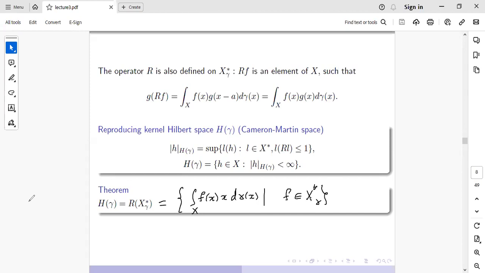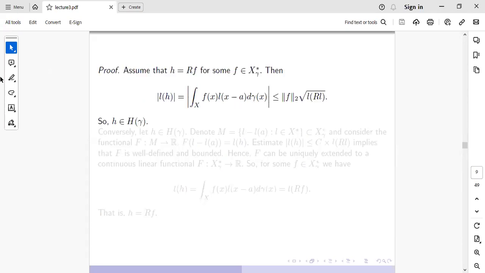Okay, so let's prove it. Assume that h belongs to the range of the covariance operator R. It means that h is equal to the integral of f of x, x d gamma x for some function f. Then if we apply a linear functional L to h, we just apply it under the integral on x and use the Cauchy-Schwarz inequality. So this will be less or equal than the norm of f in L2 times the square root of the variance of the functional L. So if we take now this variance less or equal to 1, the supremum of L h will be bounded.